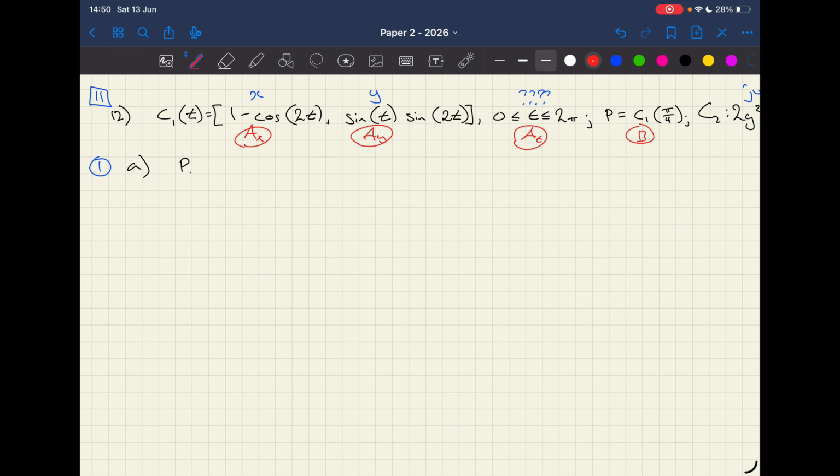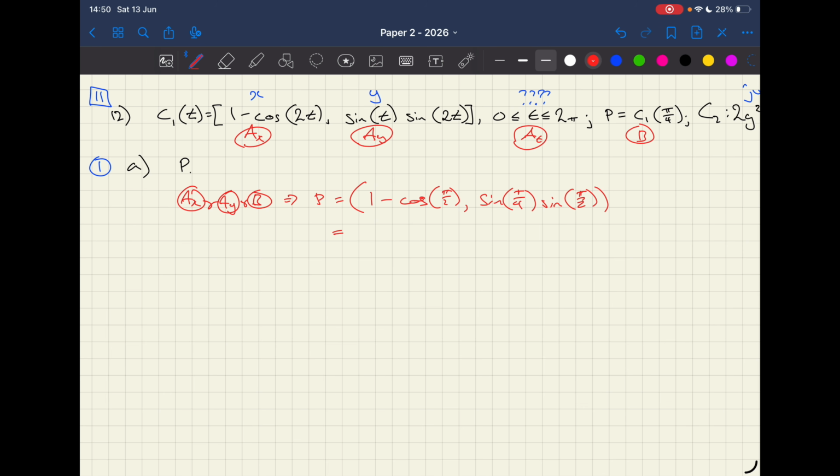So what do we need to know? Finding point P, well, we literally just want to take all of these definitions and plug in the values. So taking AX, AY, and B, taking all of those together, what are we going to get? That P is equal to 1 minus cos of 2 times pi on 4, pi on 2, and then it's going to be sine pi on 4 times by sine of pi on 2, which when we evaluate all of those bits, what do we get?